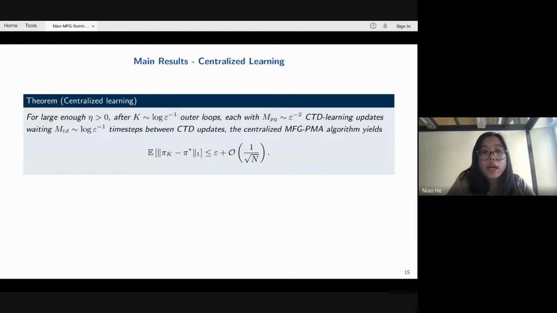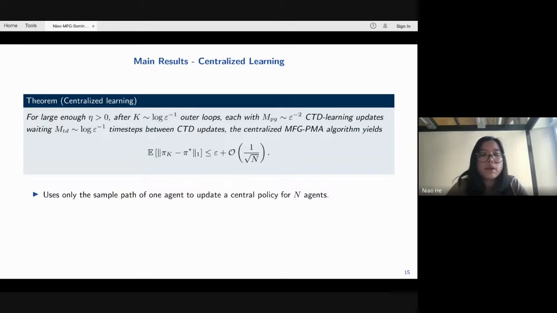So here is going to be our main result, right? The first result is about the centralized learning setting, where we've shown that if we use a large enough step size eta, and if the number of outer loops, basically the number of policy mirror descent steps, is of order log 1/epsilon, and the number of conditional TD learning updates we deploy in the inner loop is of order 1/epsilon^2, then this algorithm is able to converge to the policy pi star, which is the Nash equilibrium of your mean field game, up to an error of epsilon plus order 1/√n. Right? As I said, in this centralized algorithm we only use the sample path from one agent to update a central policy, and then the central controller broadcasts this policy to every agent.